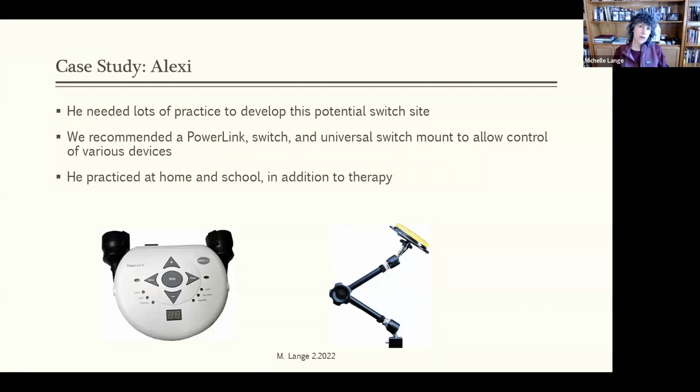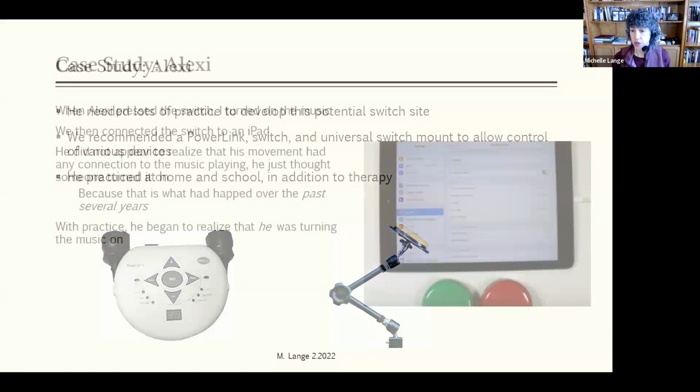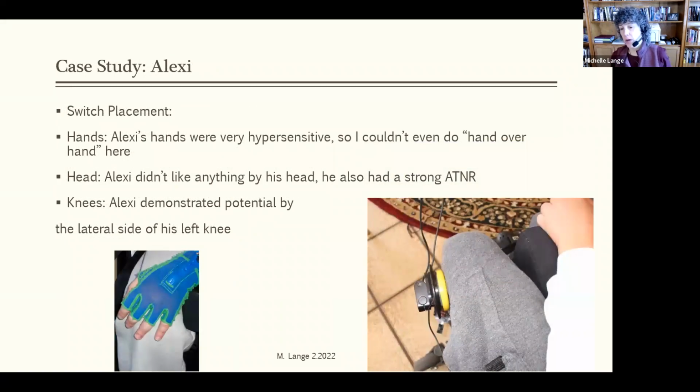So he needed a lot of practice to develop this potential switch site. We recommended several different strategies for him to continue practicing using the switch outside of therapy. So we recommended a power link, a switch, and a universal switch mount to initially mount this until we received some hardware on his chair. I'll go back a picture, 2 pictures here. Here we have his final mounting hardware that's on his manual wheelchair. It was actually hardware that's designed to hold a pad in this area to prevent excessive hip abduction, but we took the pad off and mounted his switch there instead. This hardware was from a company called AEL.